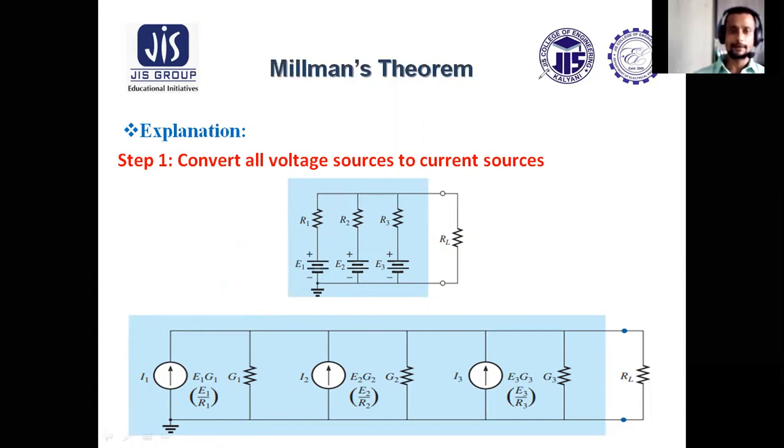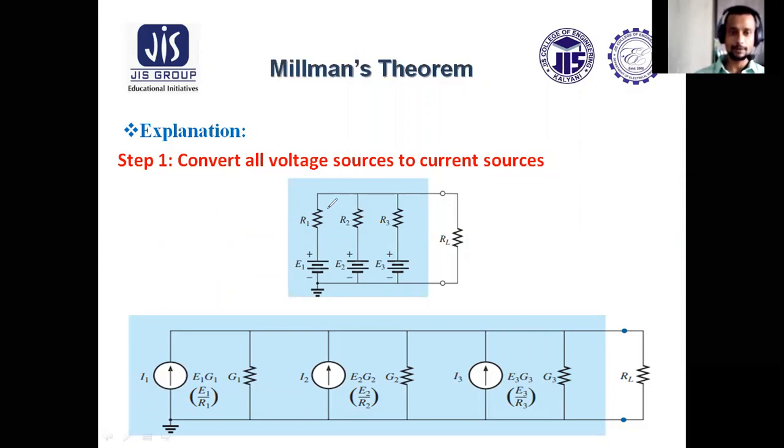See here, E1 and R1. Now, what should be the magnitude of the current? The magnitude of the current should be E1 by R1. So what is G1? G is termed as conductance, which is equal to 1 by R. So conductance is the reciprocal of resistance. Resistance opposes flow of current. Conductance allows flow of current. So the more the value of conductance, the lesser the resistance, and consequently the more the current through the path.